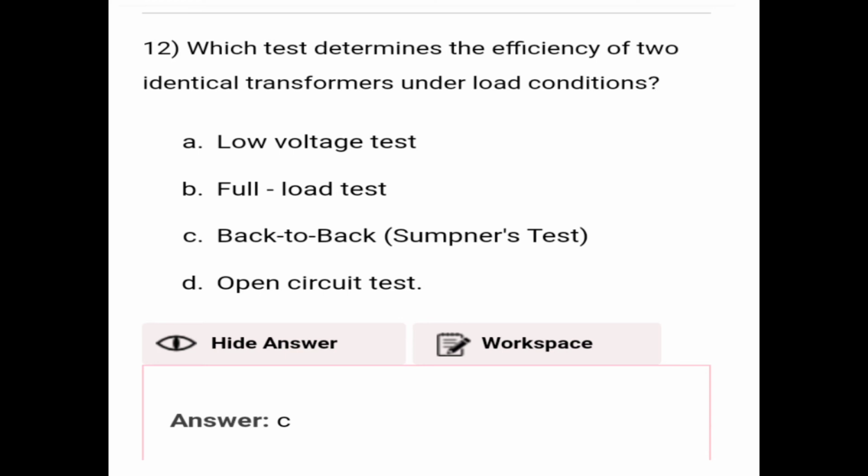Next is: which test determines the efficiency of two identical transformers under load condition? The options are load voltage test, full load test, back-to-back test, which is also called the Sumpner's test, and open circuit test. The correct answer is option C, the back-to-back test, also called the Sumpner test. It is very important to note this down.